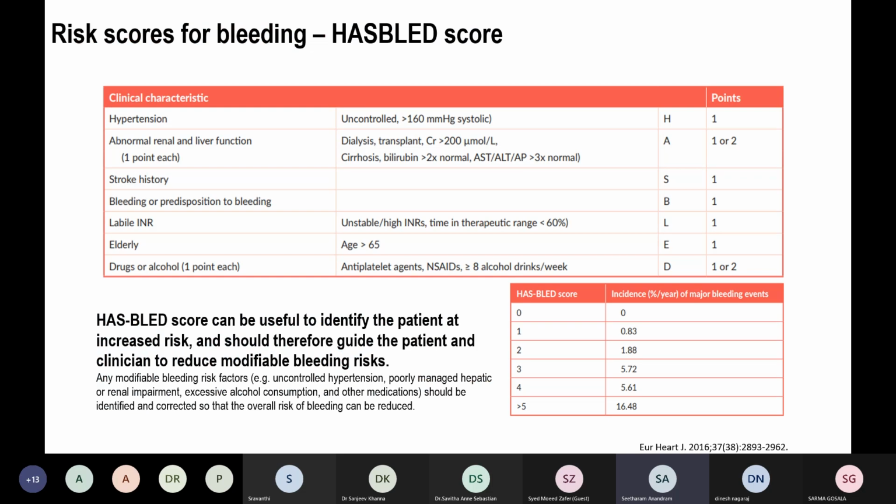When we start anticoagulation in any patient, it's quite important that we look at the HAS-BLED score, which constitutes hypertension, liver function, renal function, history of stroke, history of bleeding, age of the patient, and drugs and alcohol. It's quite important because quite a few of these are modifiable risk factors, and once you modify them, it reduces the risk of the patient having a bleed.